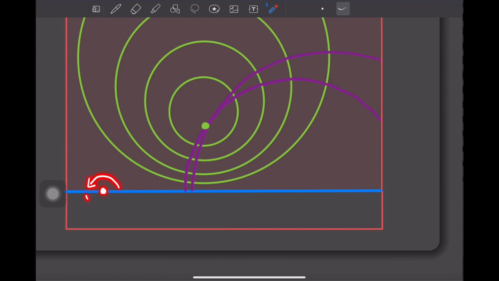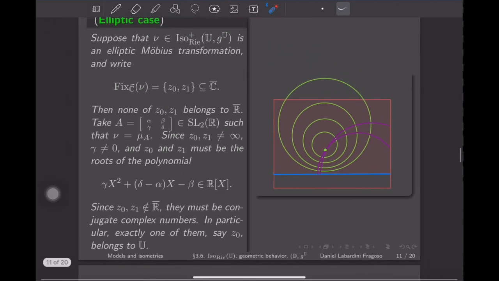So if one of the fixed points is in R bar, nu has to be this 180-degree rotation. But then if this is the fixed point, things very close here are mapped to things very close here outside U. And so again, nu doesn't preserve U bijectively. So it cannot be the case that nu has a fixed point in R bar. And so in particular, neither of them is infinity. And here, when I consider this matrix, since none of them is infinity, gamma is not zero, because if gamma were zero, then infinity would be a fixed point.